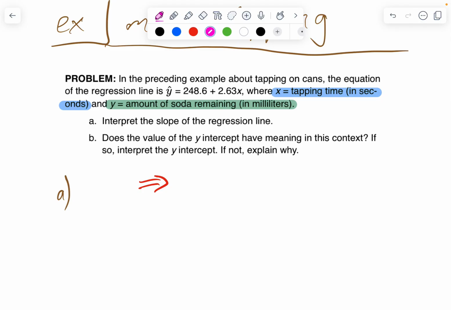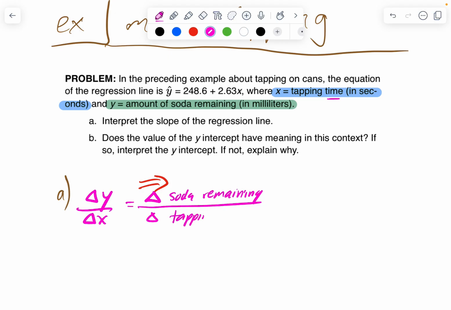So in the preceding example about tapping on cans, the equation of the regression line is given. X is tapping time measured in seconds. Y is the amount of soda remaining. So if we interpret the slope here, again, it's always change in Y over change in X, which on this problem is the change in the amount of soda remaining in the can over the change in X, which is tapping time. In statistics, the slopes are usually ugly looking decimal numbers. In this case, it's 2.63.